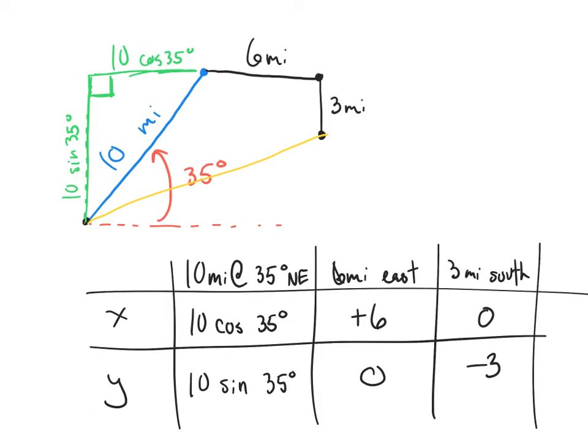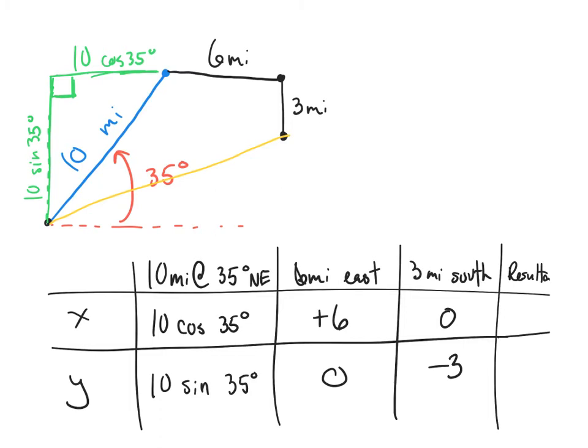So 10 cos 35 plus 6. What do we get? 10 cos 35 plus 6. Just give me a quick number so we can actually finish this. Make sure your calculator is in degree mode. What do we get? Go ahead, Katie. 14.19, okay. And these are called my resultants. We'll talk about that. We used that phrase already.